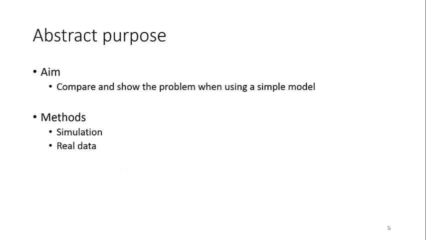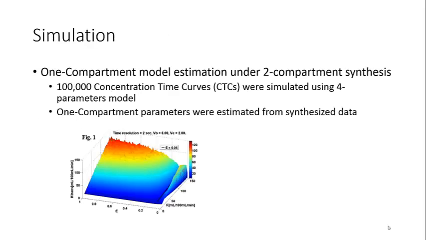The aim of this work was to compare those two models and show the problem when using a simple one. We did it both by simulation and real data. We synthesized 100,000 concentration time curves using a population average arterial input function filtered through a two-compartment model. We then estimated the one-compartment model parameters and compared them to the parameters used to synthesize the data.